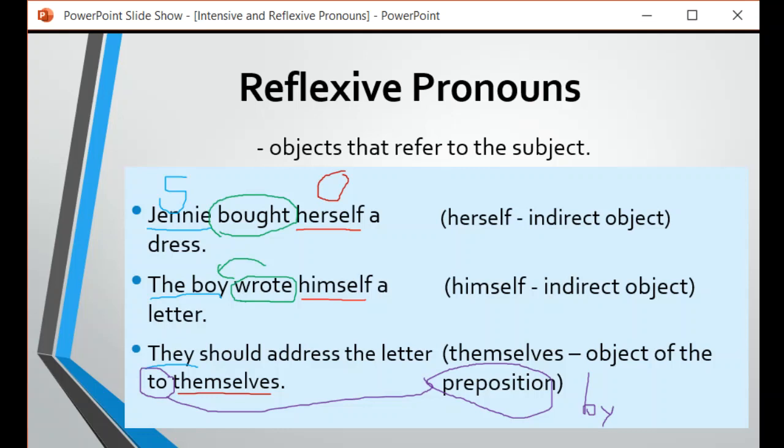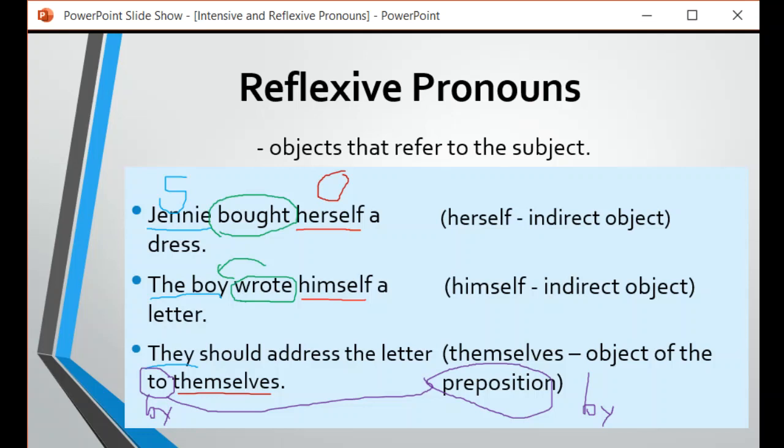Yan. So, by is also an example of preposition. For example, you change this word into by. They should address the letter by themselves. So, ano ibig sabihin ng by themselves? Sa pamamagitan ng kanilang sarili. Oh. So, in that sense, by is also a preposition.